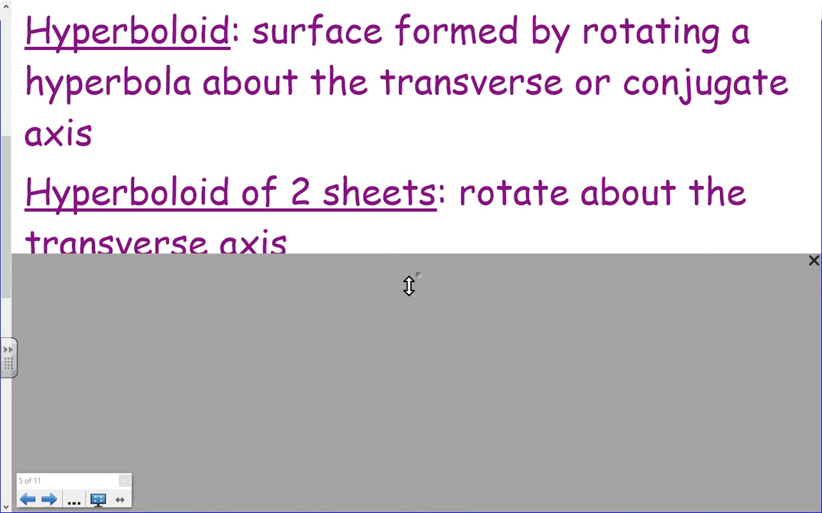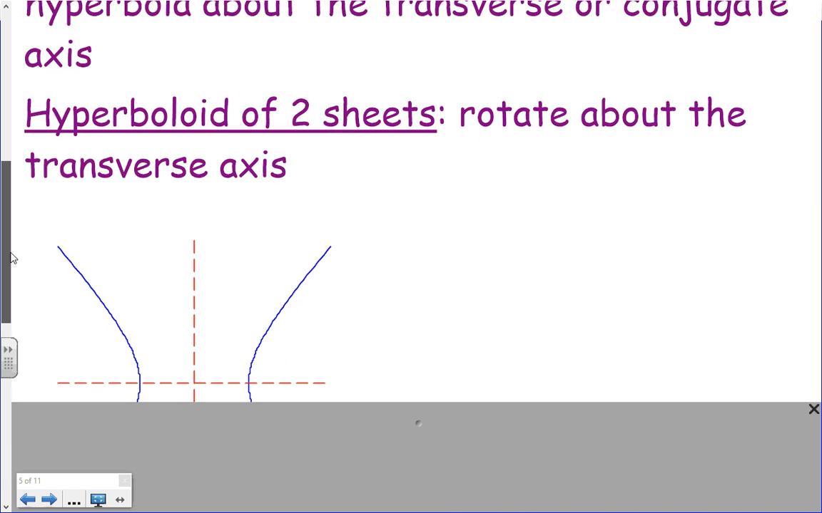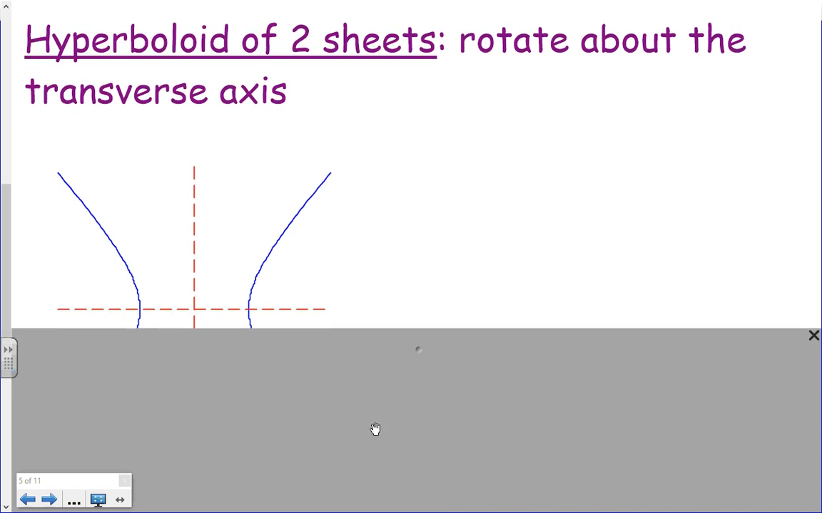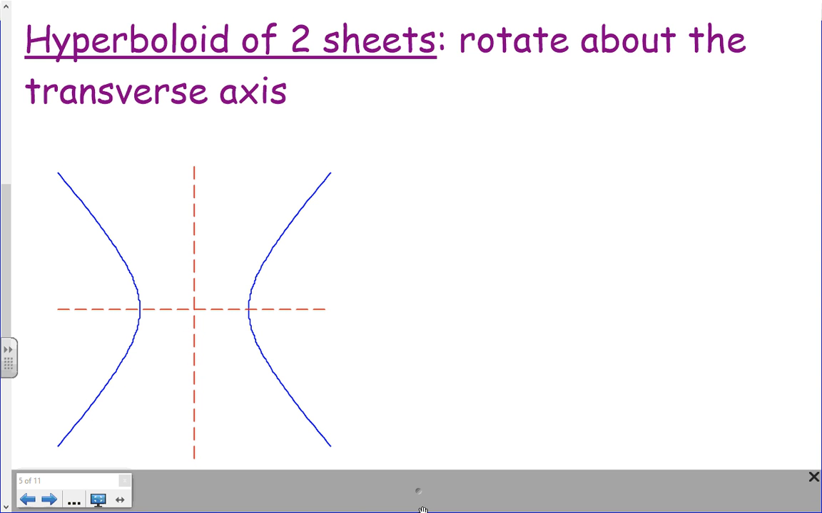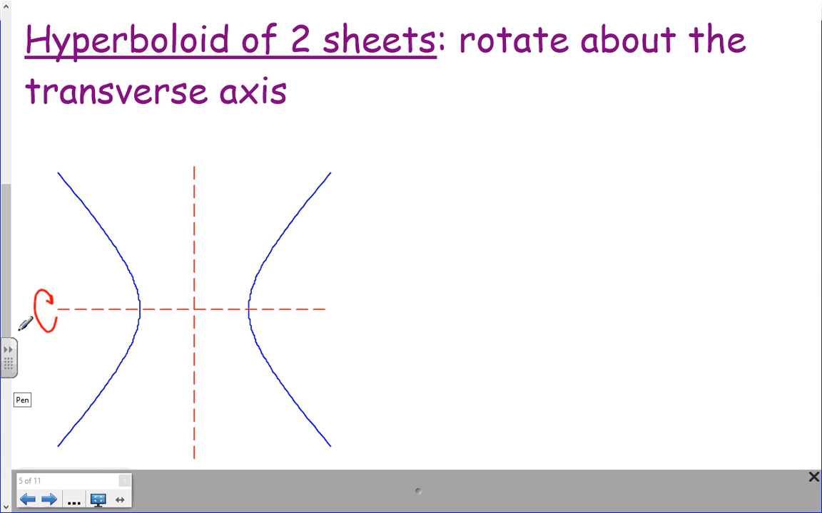So let's start with rotating this around its transverse axis. This is what we call a hyperboloid of two sheets. And we'll see that there's kind of two parts of this, which is why we call it the hyperboloid of two sheets. In fact, this almost looks like the paraboloid, but done twice. I have this part over on the right side and left side that I can do. So if we're rotating around the transverse axis, let me go ahead and mark that again. This is this axis right here that we're talking about rotating around. It's the one that goes through the vertices.